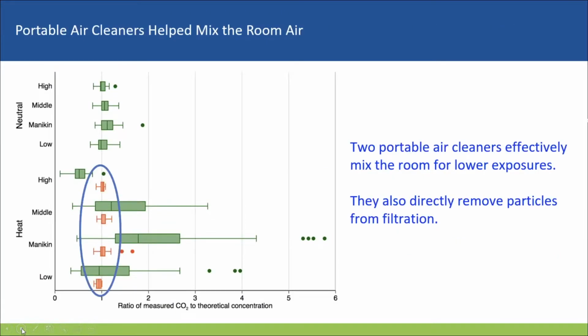To break through the stratification condition, we operate 2 portable air cleaners. As shown on the orange plot in this figure, same as heated supply air, when running with the 2 portable air cleaners, the air cleaners effectively make the room have lower exposures. They reduce the exposure at the mannequin level from about 2 times the well-mixed condition to almost 1, that's equal to the well-mixed condition. As mentioned here, the portable air cleaners also directly remove the particles through the filtration process. The next one.